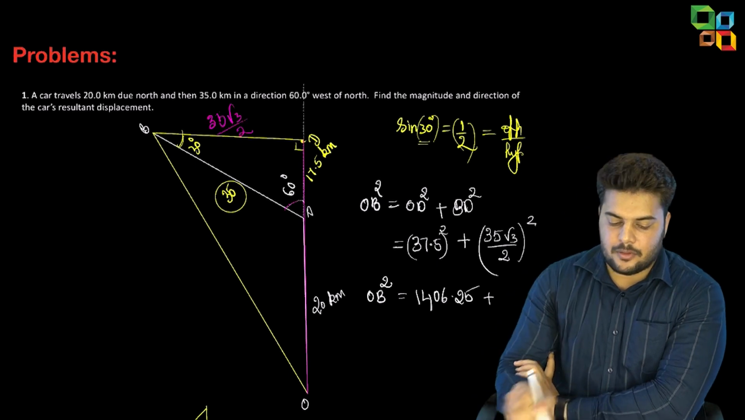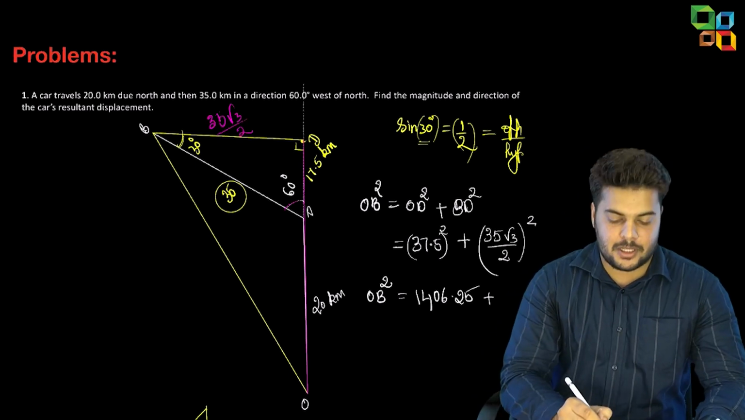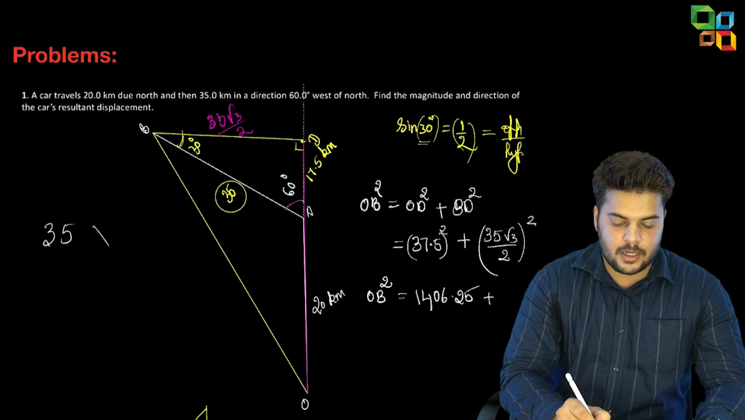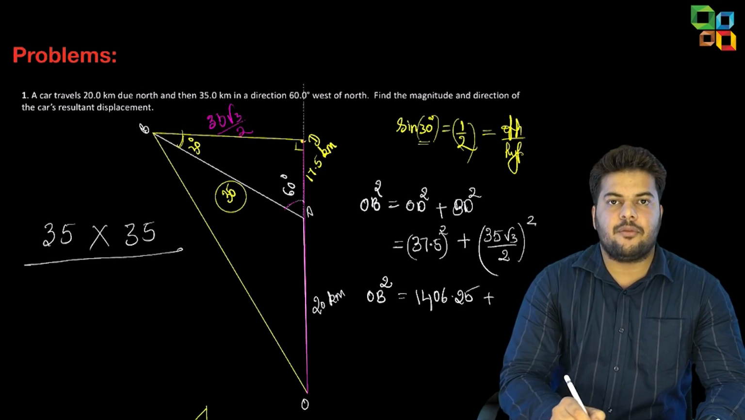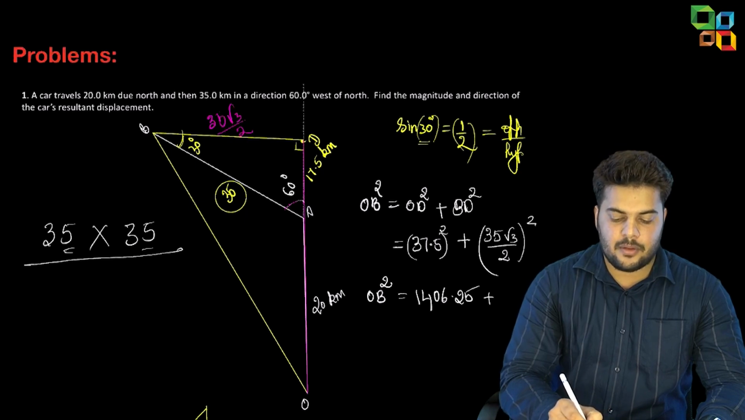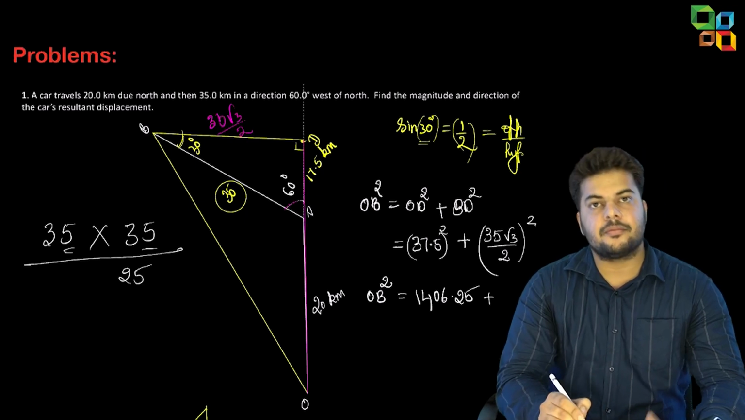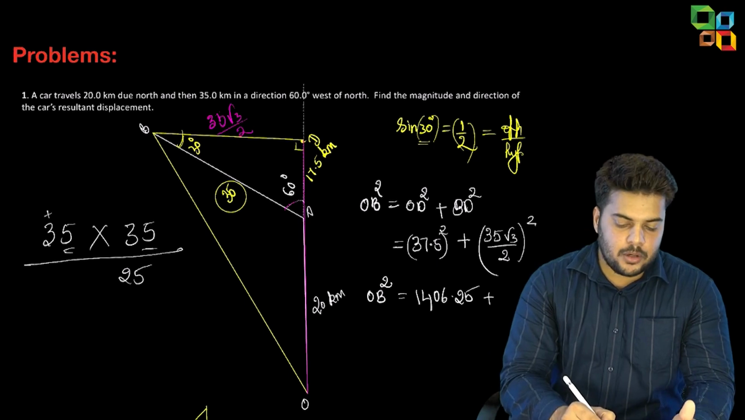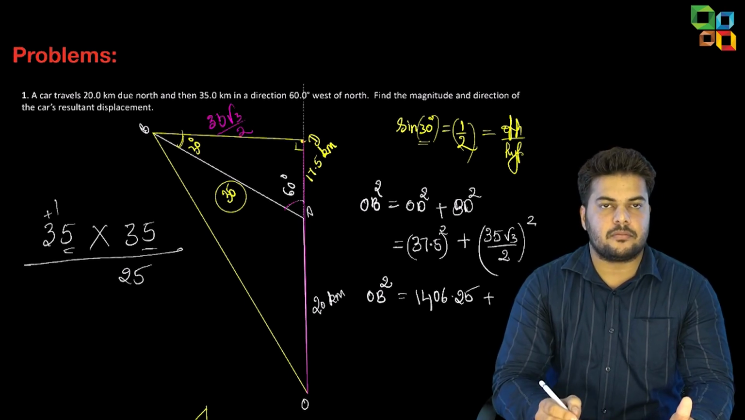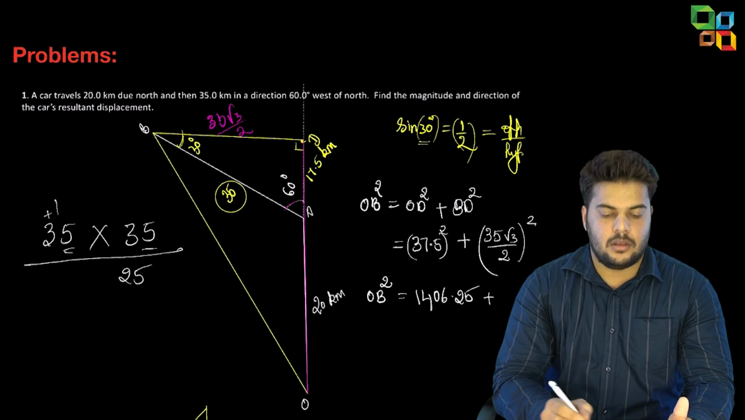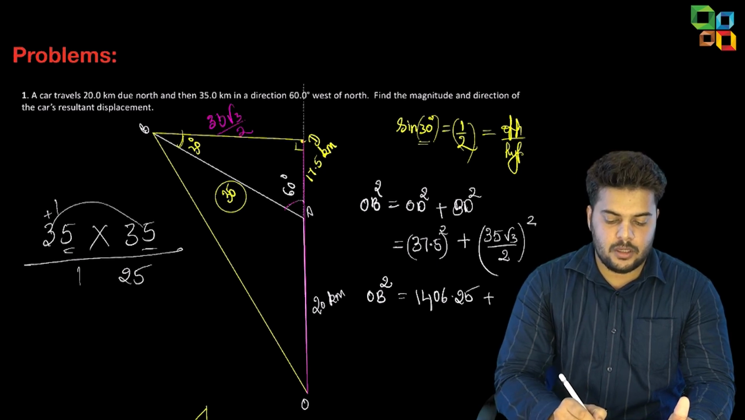So 35 into 35. For those of you who did not understand what she did there: if the number ends in 5, multiply 5 and 5, 25. Then add 1 to the number over here, 3. 3 plus 1 would be 4. 4 into 3 would be 12.